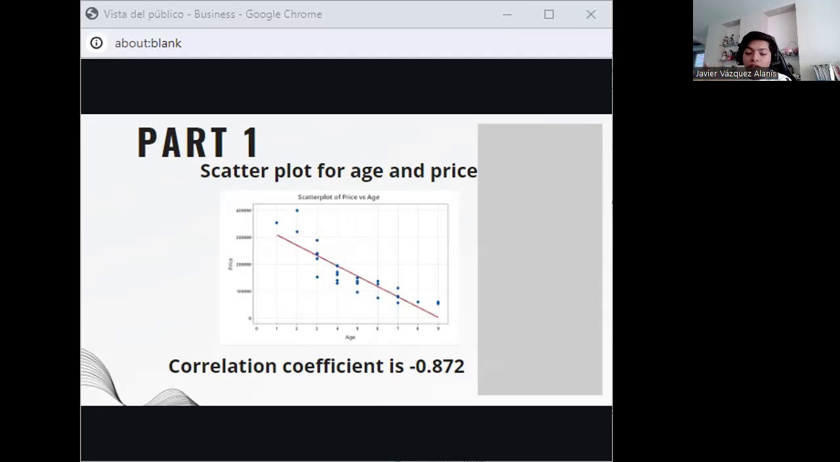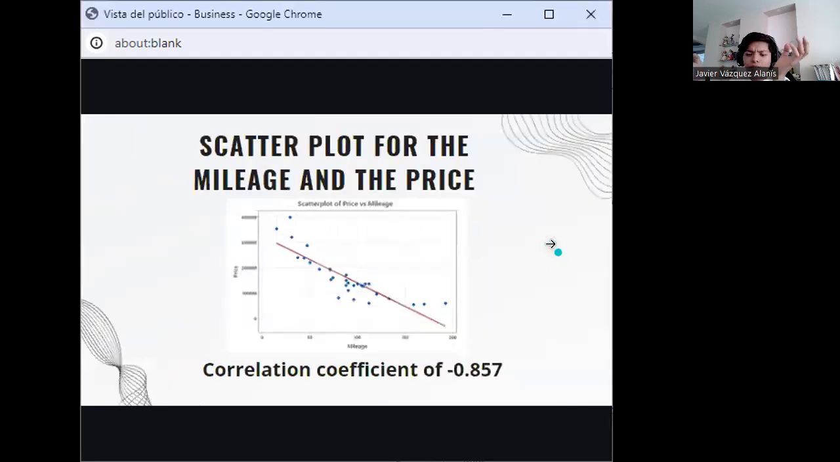When calculated using Minitab, the correlation coefficient confirms this, with a high negative value of minus 0.872, making the model very reliable. In another part of this activity, we were asked to create a graph that relates mileage in miles on the x-axis to price on the y-axis. This graph also shows a negative trend, as you can see on the screen, indicating that the more miles a car has, the more its value depreciates.